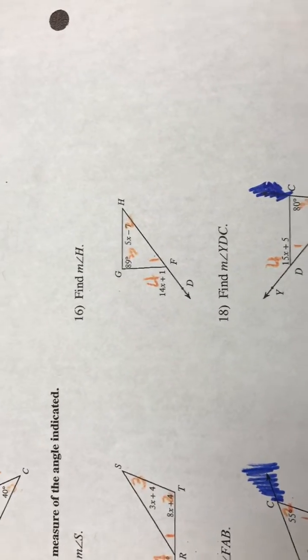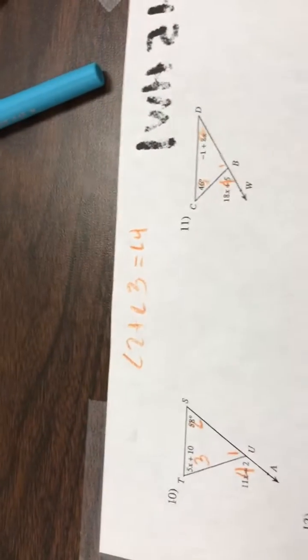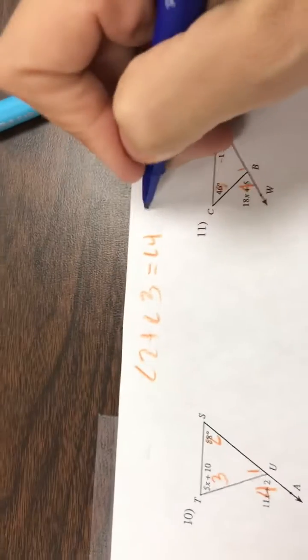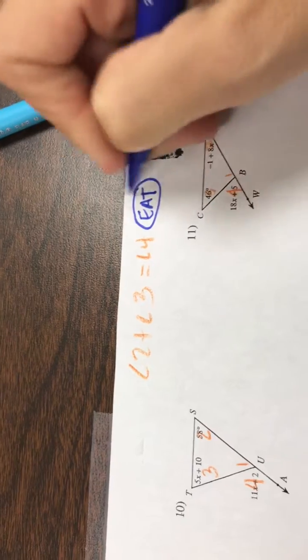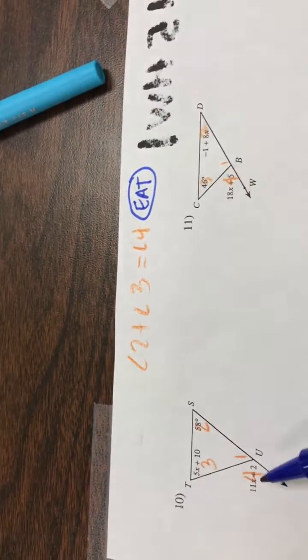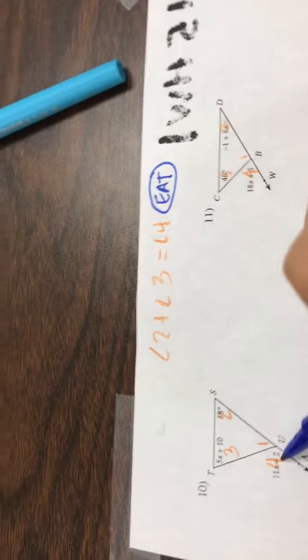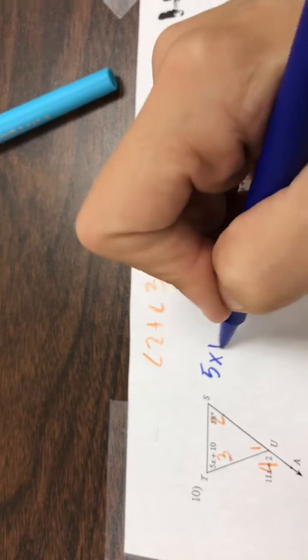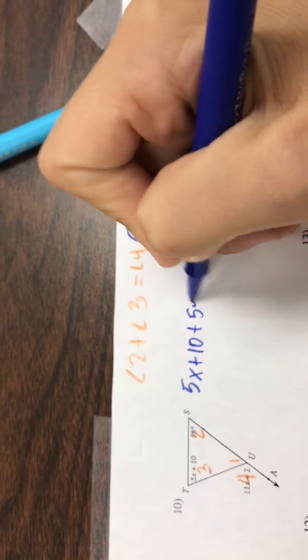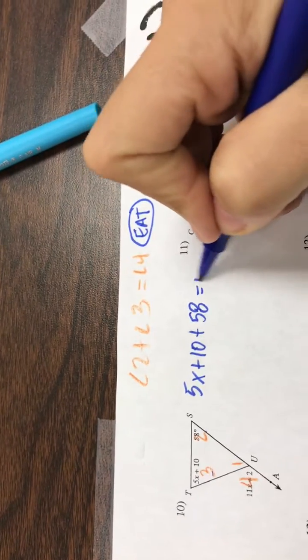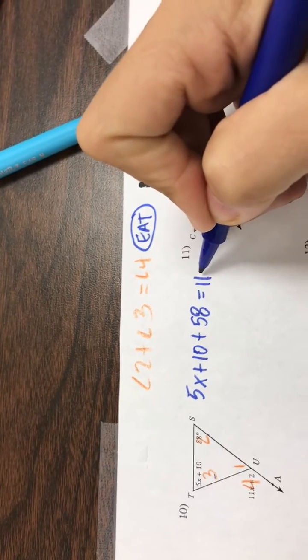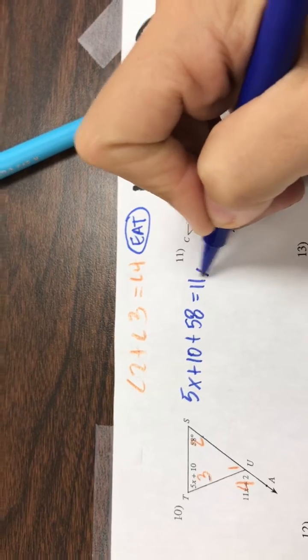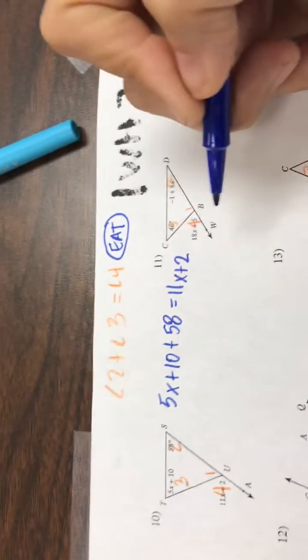Okay, now, we got all our angles, we know our formula, we just set it up and solved. But this formula is called EAT, Exterior Angle Theorem, because angle 4 is exterior. Let's do it. Angle 2 and angle 3 added together would be that. And angle 4, 11x plus 2. Let's set up the next one.